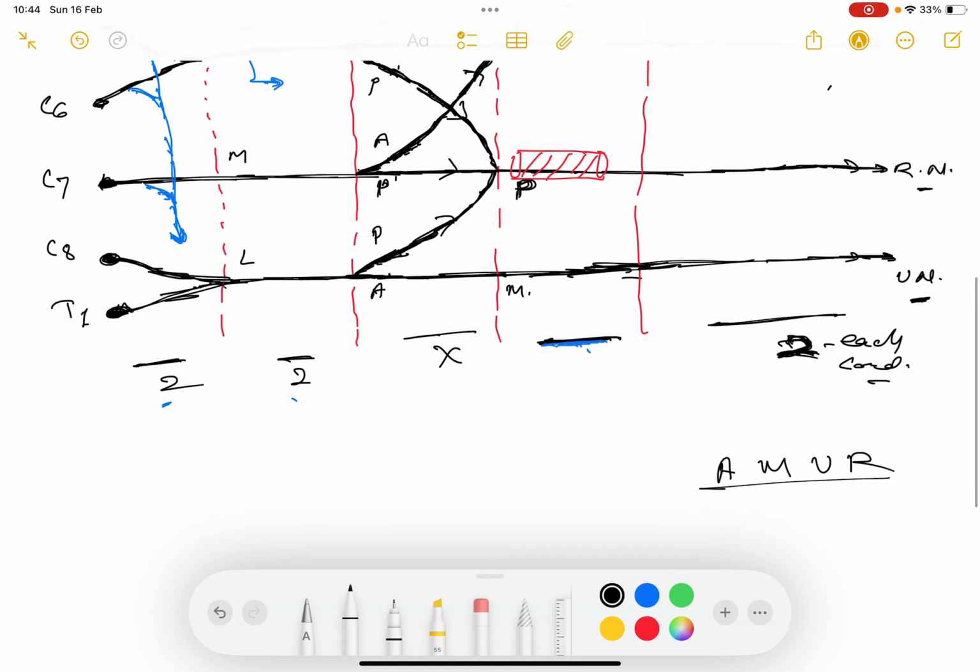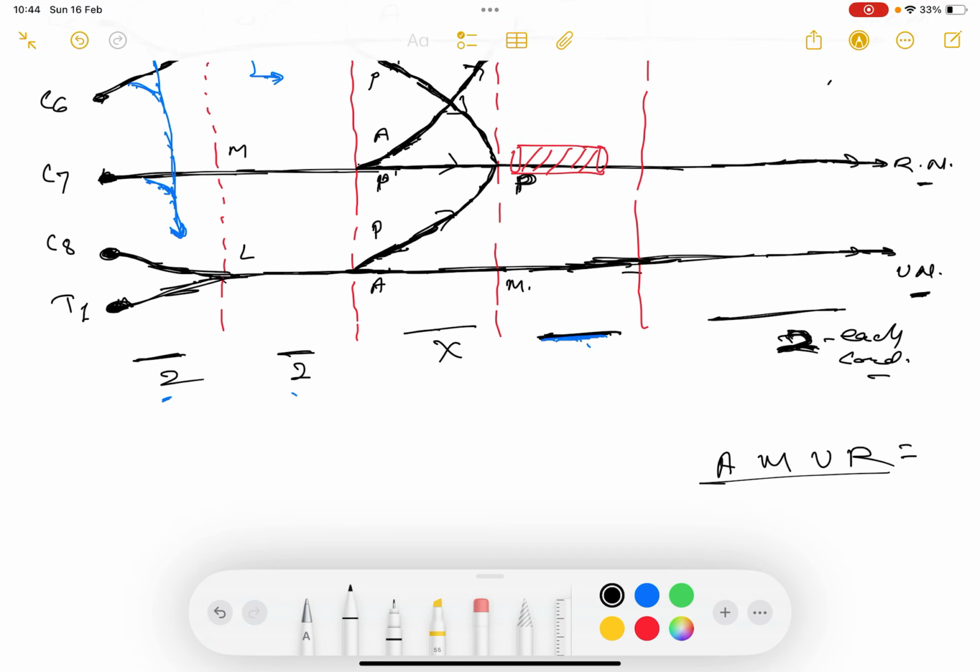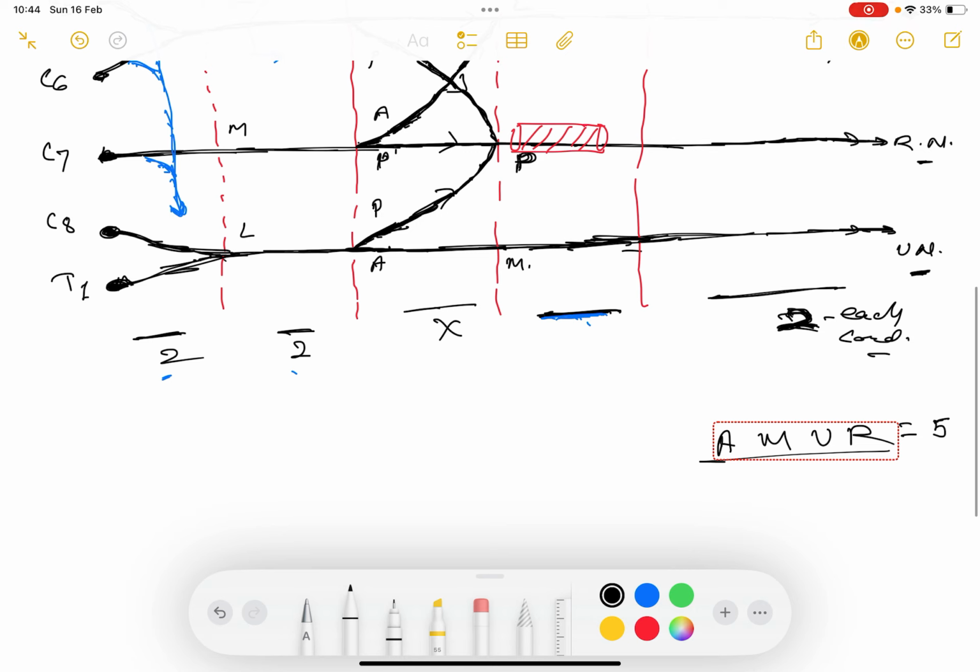What is this AMUR? AMUR are my 5 branches which supply the upper limb. So 5 terminal branches of the brachial plexus supply my upper limb. These are my 5 branches. So you may be confused over here. We have only 4 letters, but we wrote here 5. So where is this one nerve hidden?